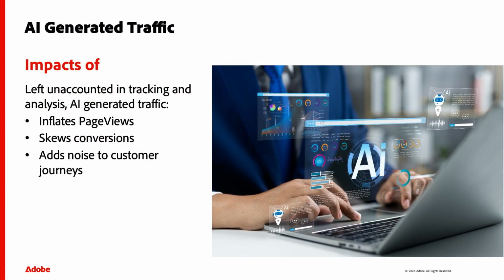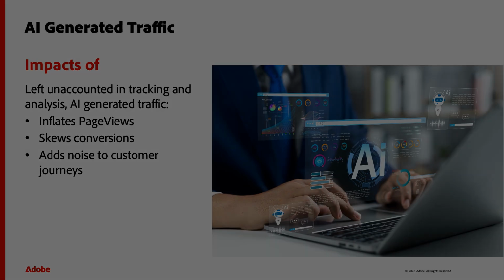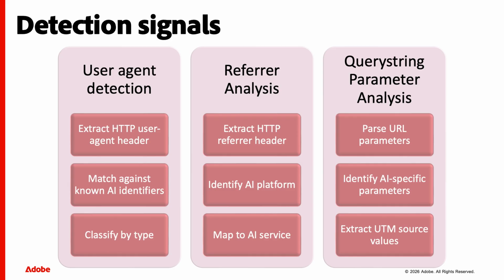today we're covering how to spot, sift out, and analyze AI-generated traffic in customer journey analytics. With LLMs like ChatGPT driving more web visits, it's impacting data. Think inflated page views, skewed conversions, and user journeys. But don't worry, CJA makes it easy to keep your insights human-focused. We'll cover quick detection tricks, reporting, and segments. Let's jump in. We'll start with detection using 3 signals.